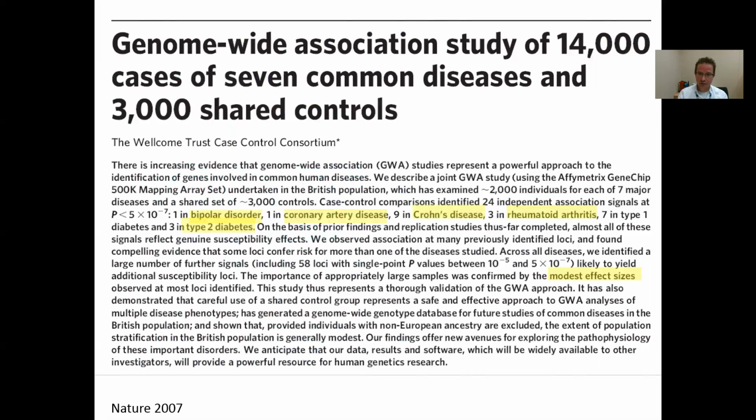Important here is to realize that the effect size of many of the variants identified in genetic studies is often modest. So you really have to combine multiple variants in order to see a difference between persons without a disorder and persons who get a disorder.